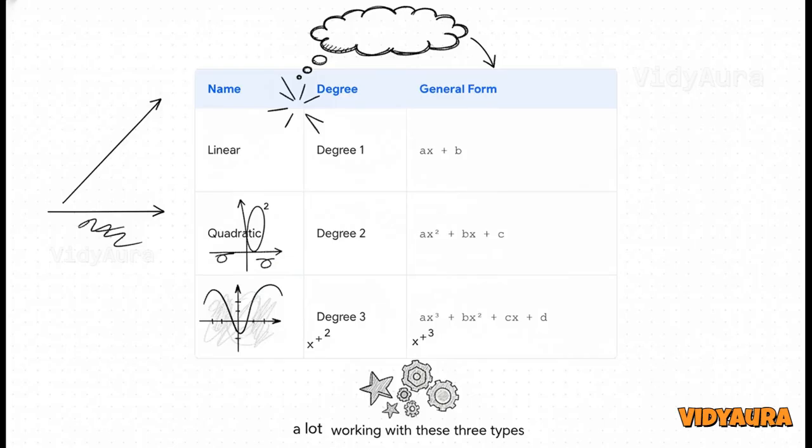And based on that degree, we have some really important special names. A polynomial of degree 1, where the highest power of x is just 1, is called a linear polynomial. If the highest power is 2, like you see in ax squared plus bx plus c, we call that a quadratic polynomial. And if the highest power is 3, it's a cubic polynomial. You are going to be seeing these 3, linear, quadratic, and cubic, all the time.